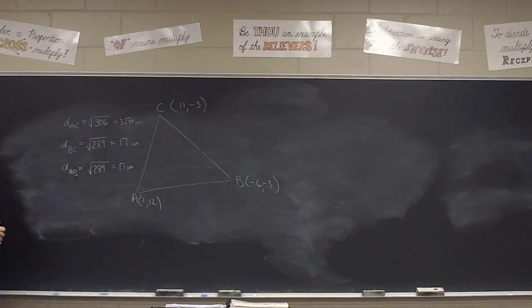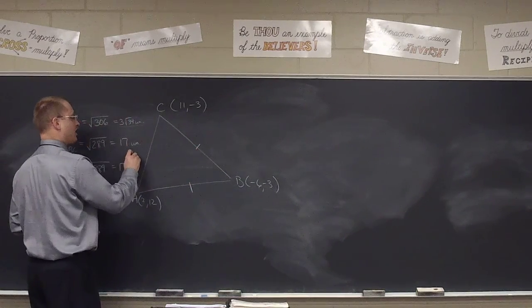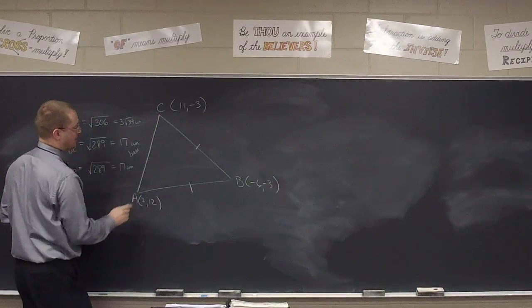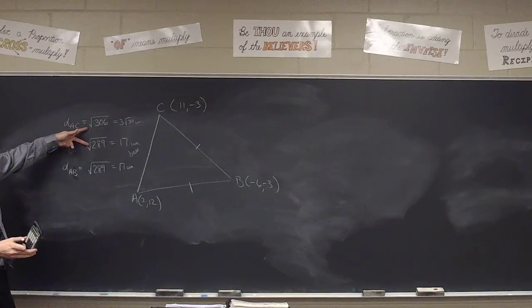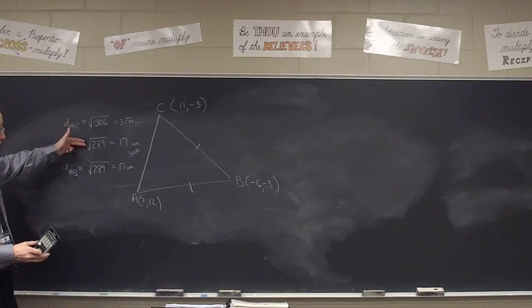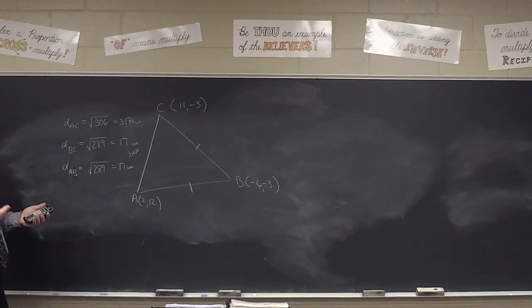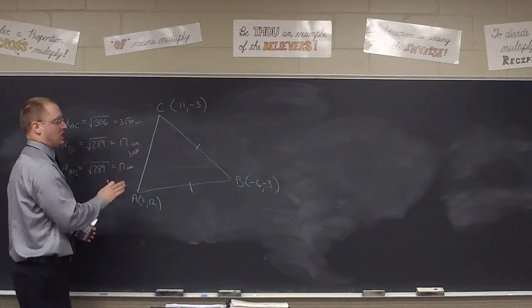So which two sides are the legs here, class? BC and AB. Apparently this then is my base right here. And again, it's slightly larger, not much. This is close to equilateral, right? The square root of 306, the square root of 289. The square root of 306 is 17.49. I mean, 17 and a half, only half a unit longer. So very close to equilateral.